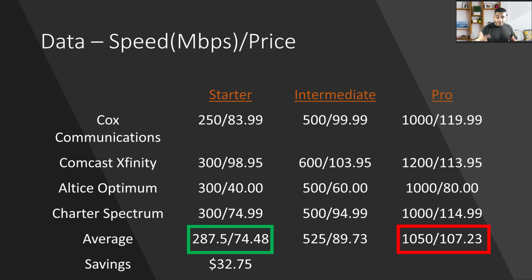So I can more than double with the smallest package here and still meet the demands of my home. So if you're counting, the difference between your starter and your pro is $32.75, as you're seeing in the savings here. So now the question is, if you can get away with the smallest package, why are you still having problems in your home? Why are you still buffering? Well, let's talk a little bit about what that solution can be.